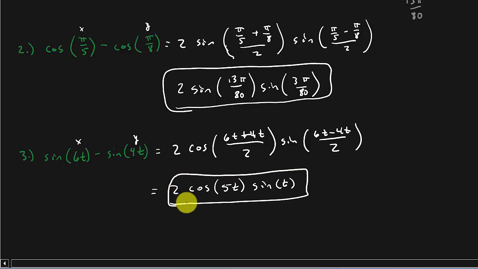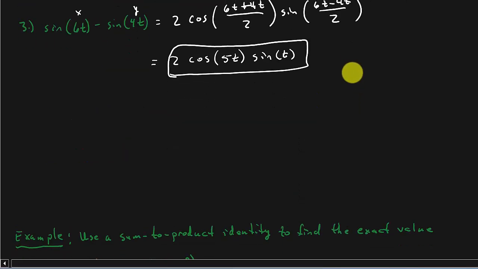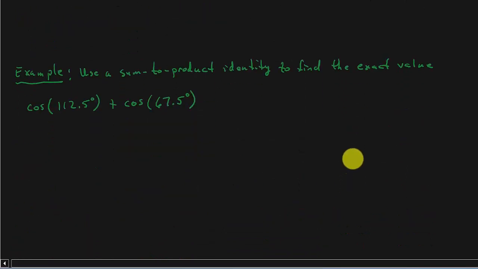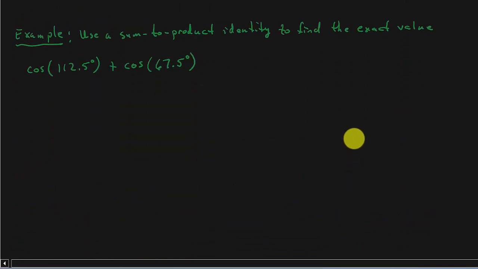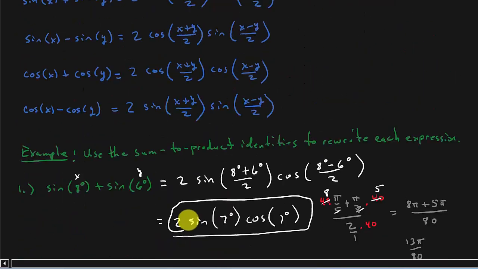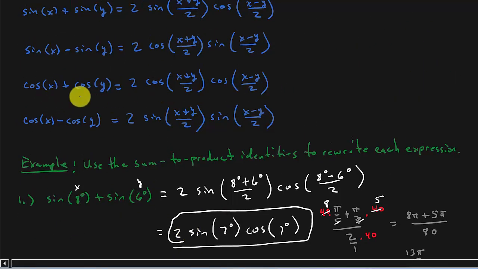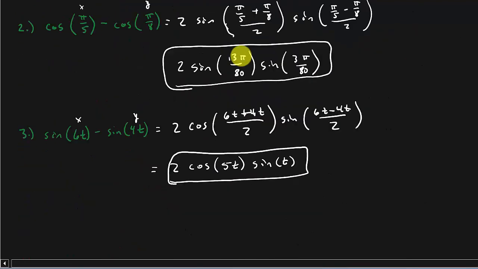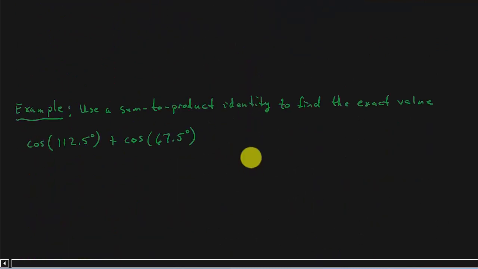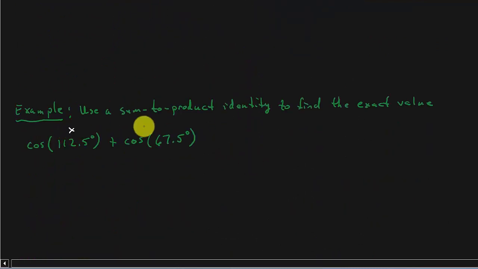All right. So let's look at this one. Use a sum to product identity to find the exact value. So I've got cosine plus cosine. That is this formula. So write it down so you can look at it while we're working the problem. Okay. Cosine plus cosine. So there's your x and there's your y.